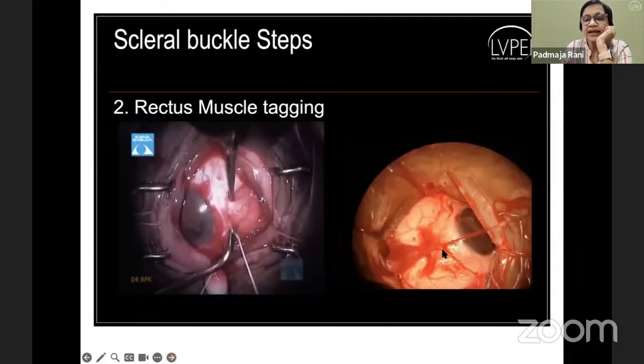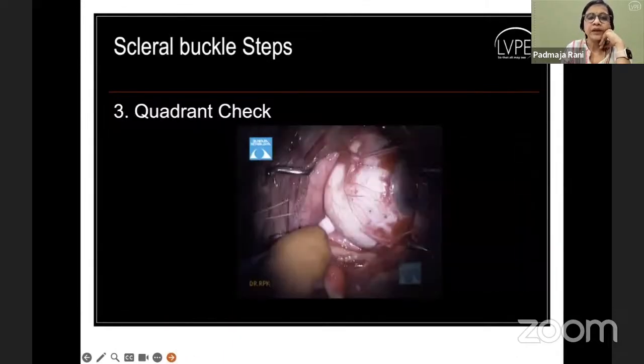In the muscle tagging, again, it's very important that you don't tag the muscles inadvertently, double tag or split the muscles. So it's very important to check after tagging the muscles whether it is complete, by looking with the retractor. And then the quadrant check is again very important to see any areas of thinning, especially of the sclera. For example, scleral thinning can appear as bluish areas.